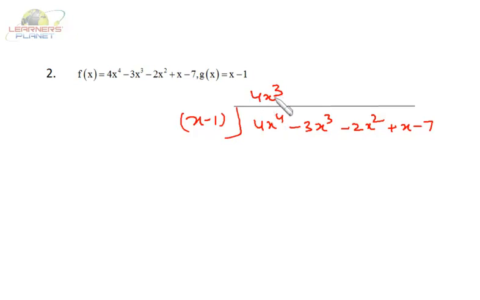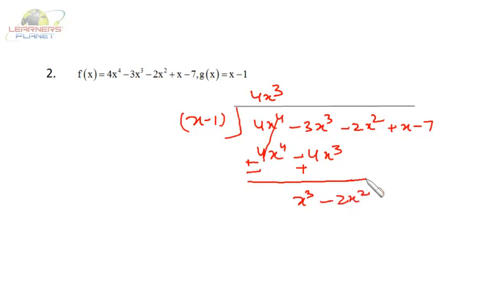Okay, so 4x cube into x is 4x4. Then 4x cube into minus 1 is minus of 4x cube. Now subtract this and change the sign. So it will get cancelled, and this is plus 4x cube and minus 3x cube. So we'll be having positive x cube. Now let's take minus 2x square over here.